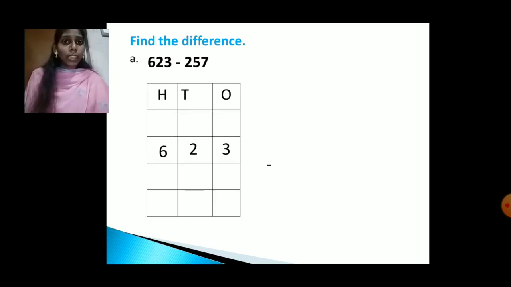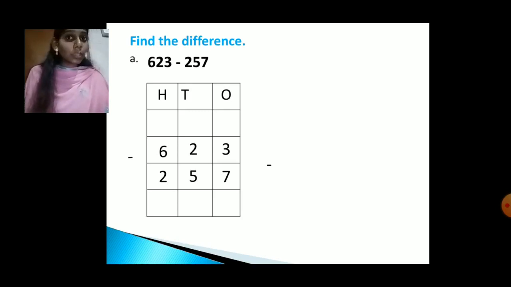Now we will read the sum, read the number 623. Now we will write the subtraction sign. Correct? Now 257. So 7 we will write under the ones place, 5 we will write under the tens place and 2 we will write under the hundred place. Now we will solve this sum. Correct? So here in this sum you have to subtract.